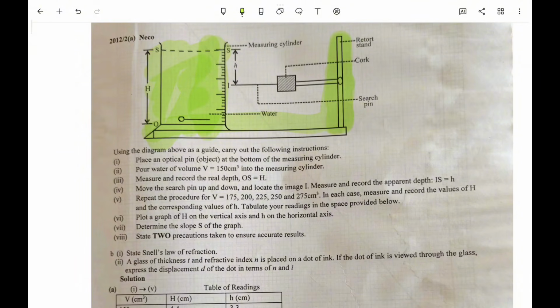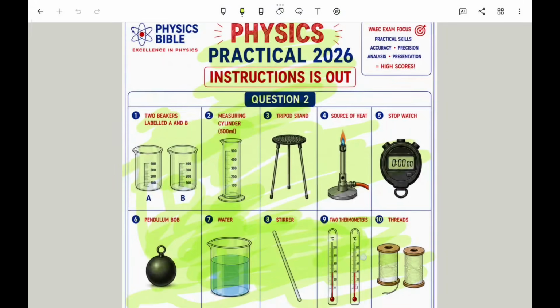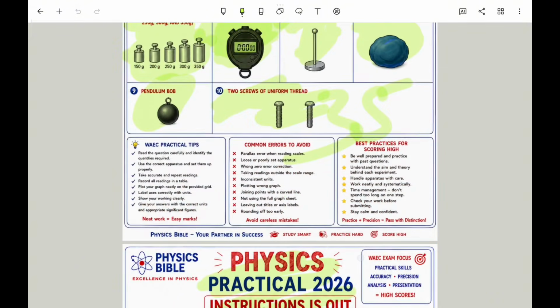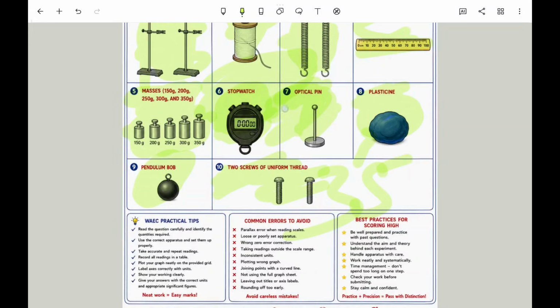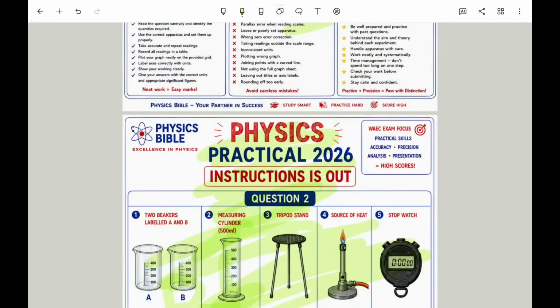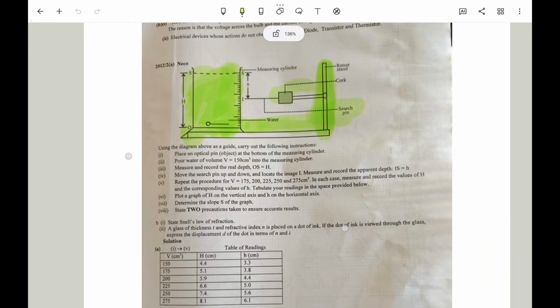Now you have your beaker here. Then you have your retort stand here and your cork. Then you have your search pin. If you observe, they mentioned optical pin in question 1. So we'll assume that it can likely come out under this particular question.